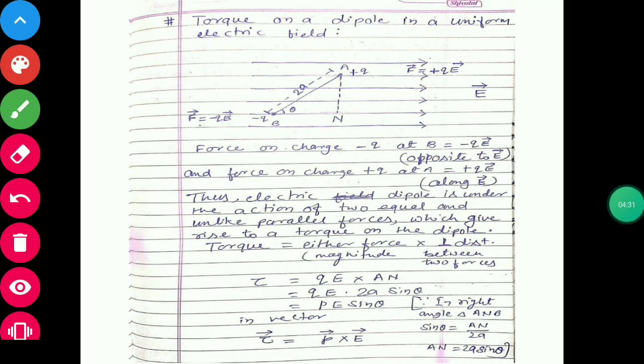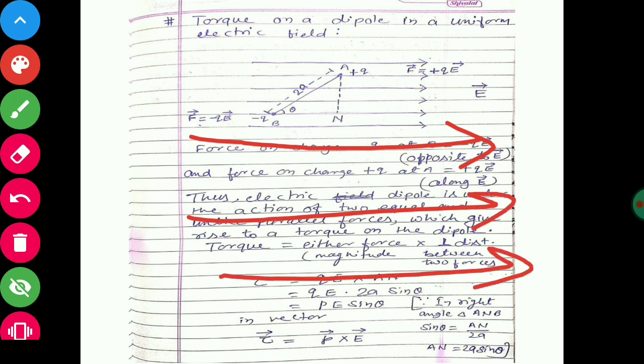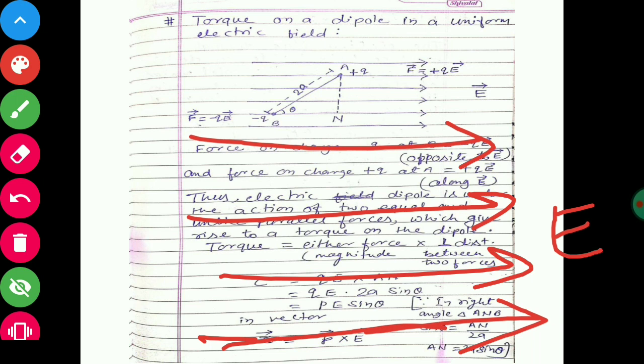Now, the second one, torque on an electric dipole in a uniform electric field. See in the diagram. This is what? Uniform electric field. The direction of electric field is in that side.